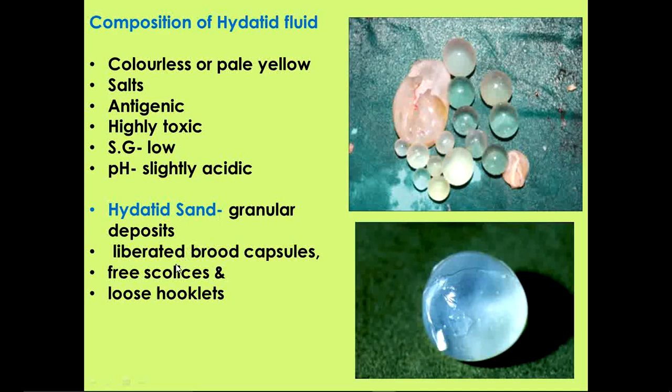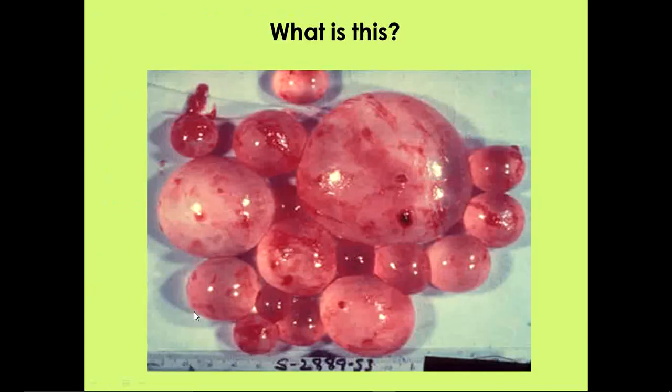Okay, the hydatid sand, as I've explained earlier, has brood capsules, free scolices, and loose hooklets. So can you identify what this is? These are hydatid cysts.